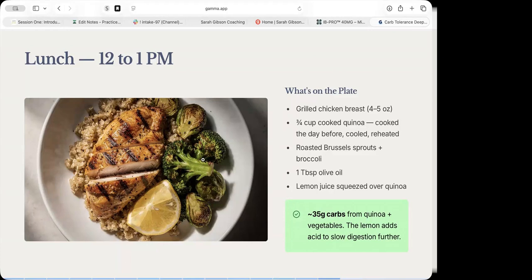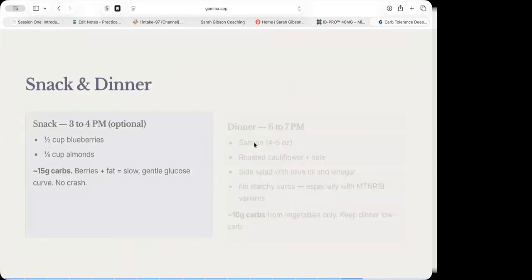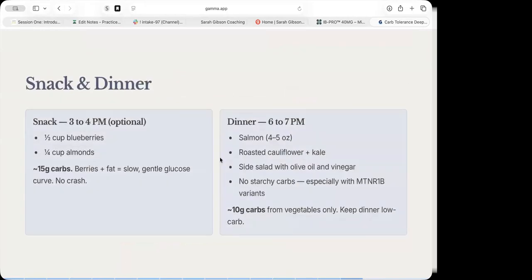Adding Brussels sprouts, broccoli, things like that are already going to be high in fiber. To that cooked quinoa, add some protein to it and maybe squeeze a little bit of lemon juice or apple cider vinegar, or toss it with a mustard and vinegar dressing. That can really help slow down that glucose response and allow you to have pretty steady energy throughout the afternoon. And then in the afternoon, we're thinking berries and almonds for a snack.